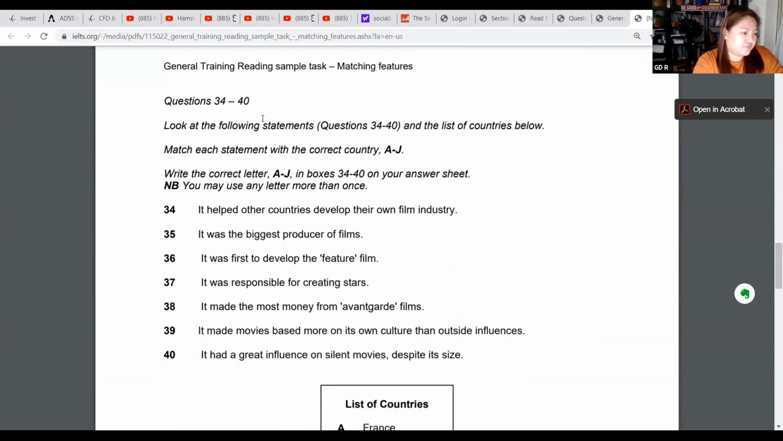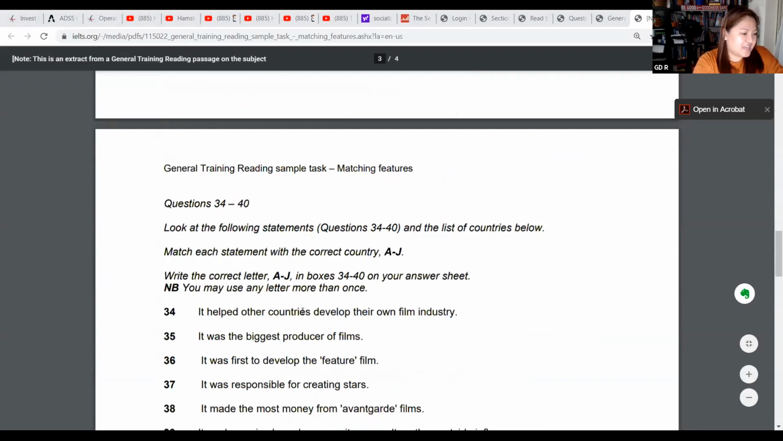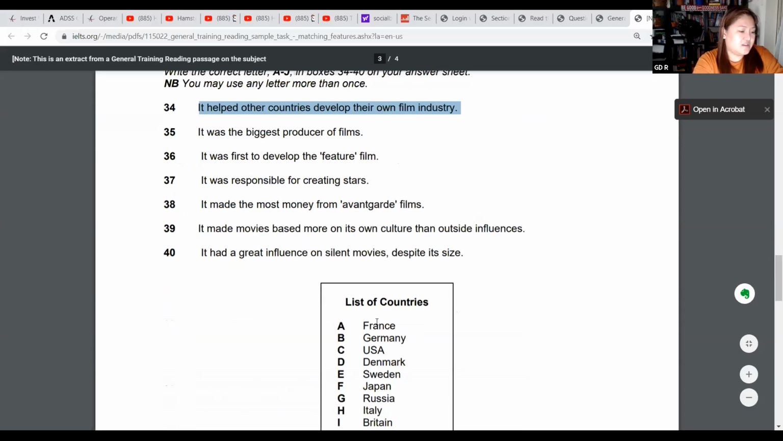Questions 34 to 40. Look at the following statements, questions 34 to 40, and the list of countries below. So these are the list of countries. Match each statement with the correct country, A to J. So write the correct letter A to J. So it's either A, France, B, Germany, C, USA, in the boxes. And you may use any letter more than once. So it helped other countries develop their own film industry. So what country helped other countries develop their own film industry? Was it A, France, B, Germany, C, USA?